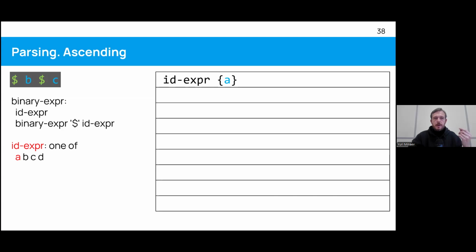But in binary, we have that production: binary expression, operator, ID expression. And binary is also itself an ID expression. So here we reduce. We do not take another character or token from input. We turn our state into something else. So now we reduce our ID expression into a binary expression.